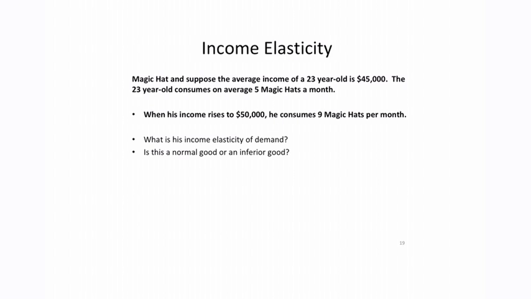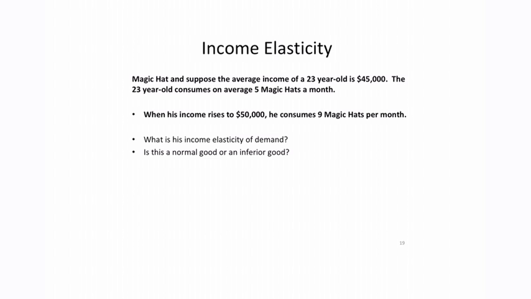So let's work through an example. Let's assume that the typical 23-year-old makes $45,000 a year, and he consumes Magic Hat beer on a regular basis. When he consumes Magic Hats, he's consuming about 5 Magic Hats a month. Now we want to know what happens with his consumption of Magic Hat beer if his income rises to $50,000 a year. And now he's going to consume 9 Magic Hats a month. So again, you can pause the video here, try to work this out yourselves, and come back and we can work on the answers and the explanation together.